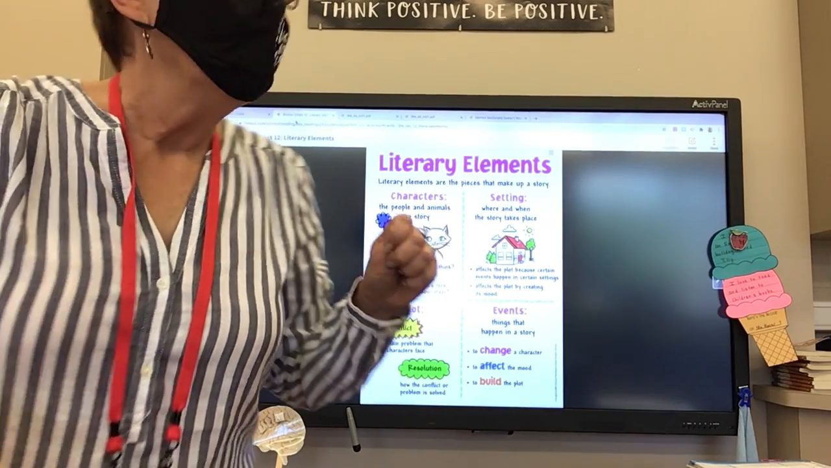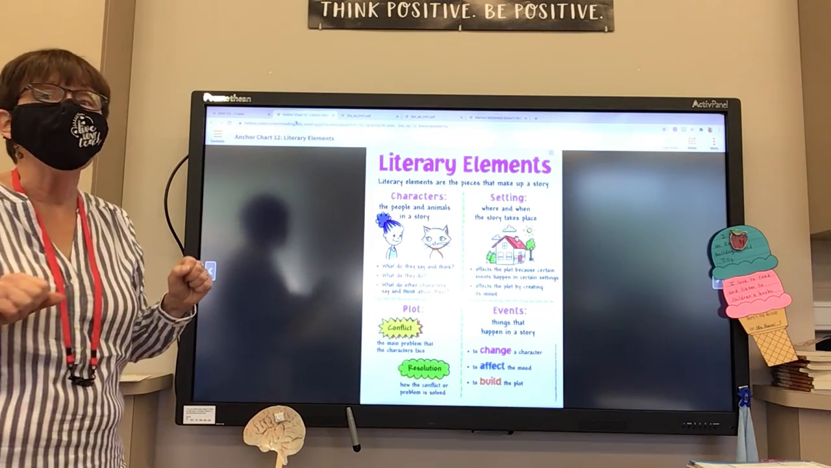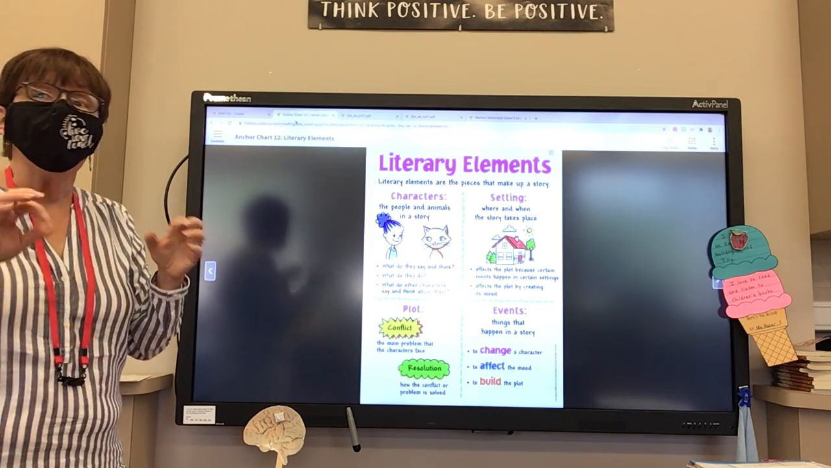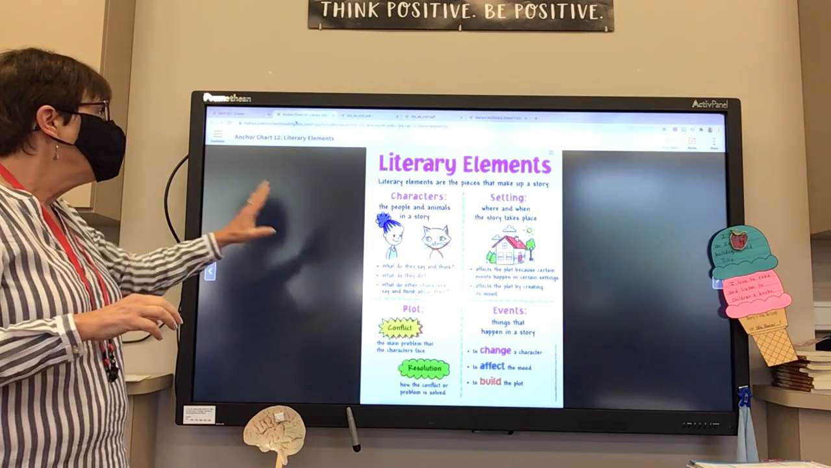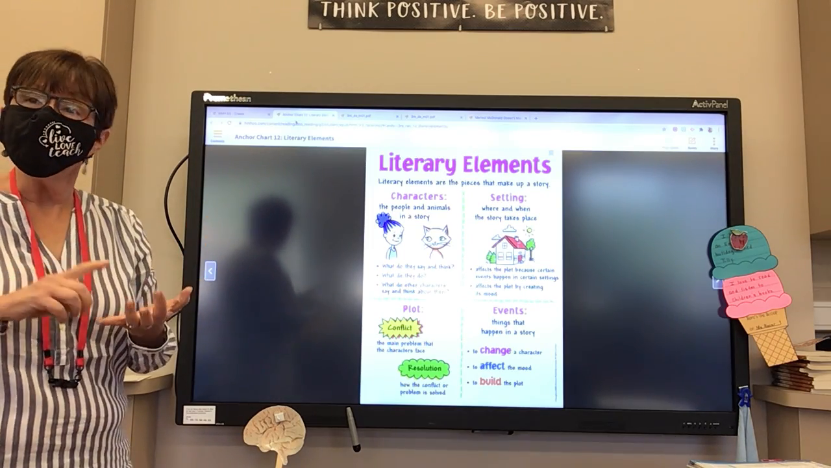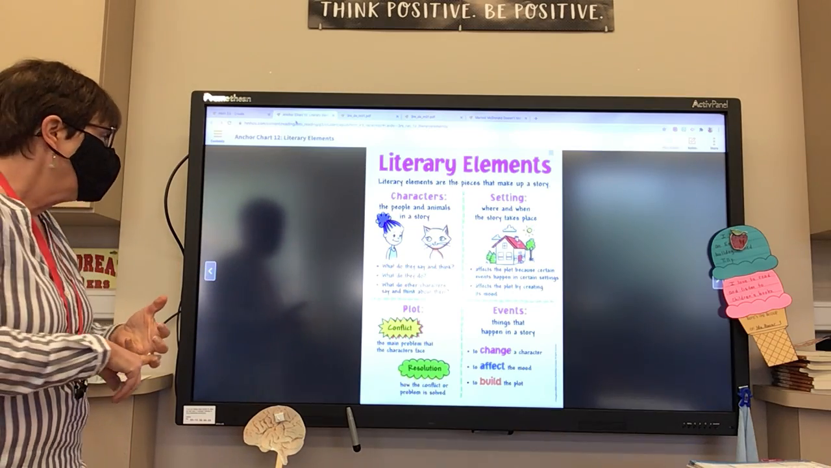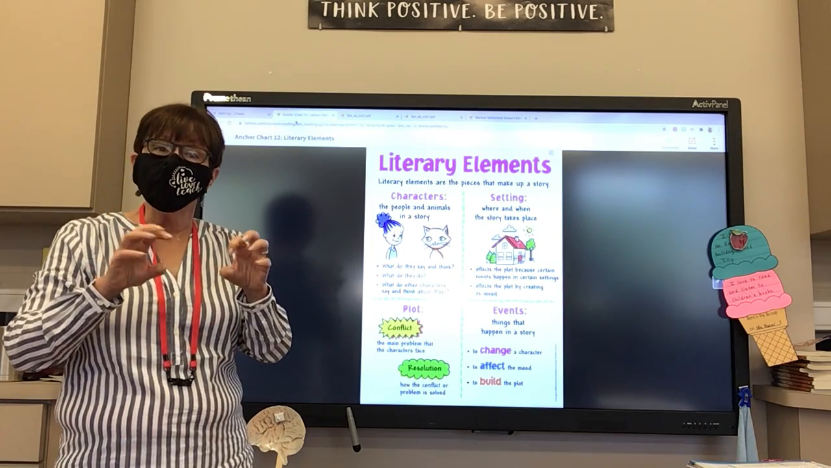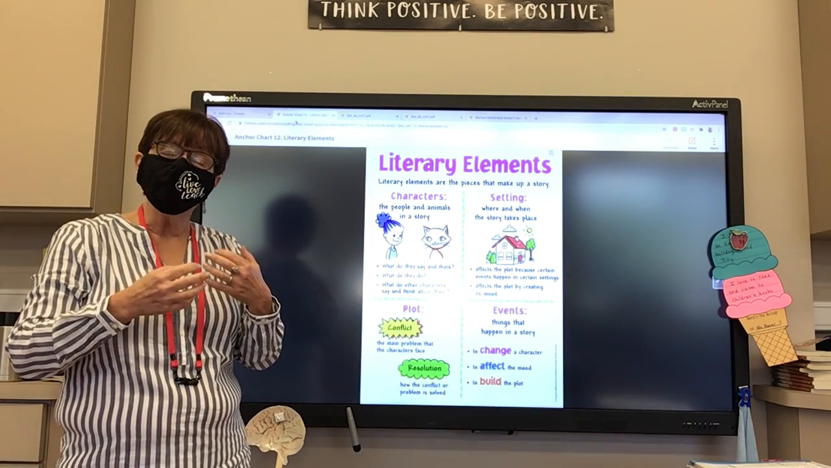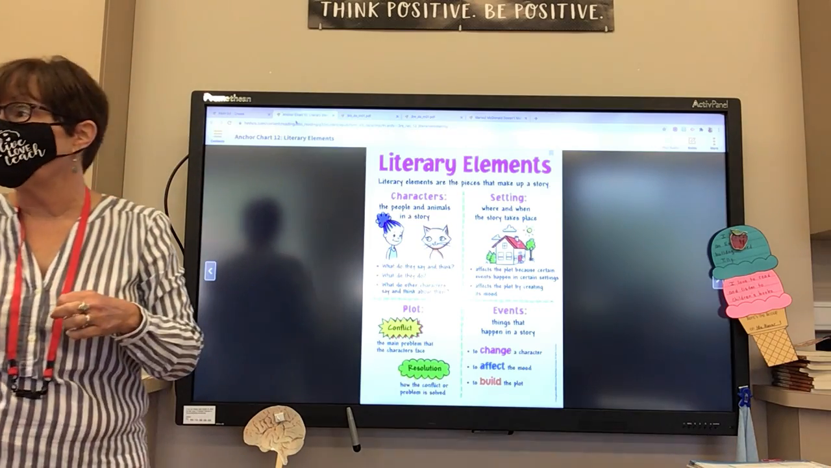Okay, boys and girls, let's look at our anchor chart because we're going to be talking about literary elements. Literary elements are the different parts that make up a story. Now, we have the characters, and the characters are the people and the animals in a story. When we're looking at the characters, there are main characters in a story, and then there are characters that we would call minor characters. They're not as important in a story.